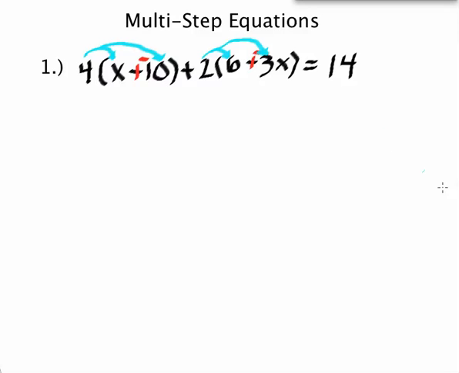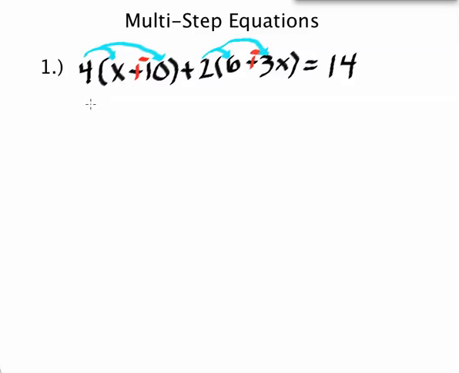Oh, sorry, that's covering up my negative sign. I'll redo that. Here's my negative sign right here. And I'm going to go ahead and multiply these numbers out. When I'm done multiplying the numbers, I'm definitely going to be combining like terms.